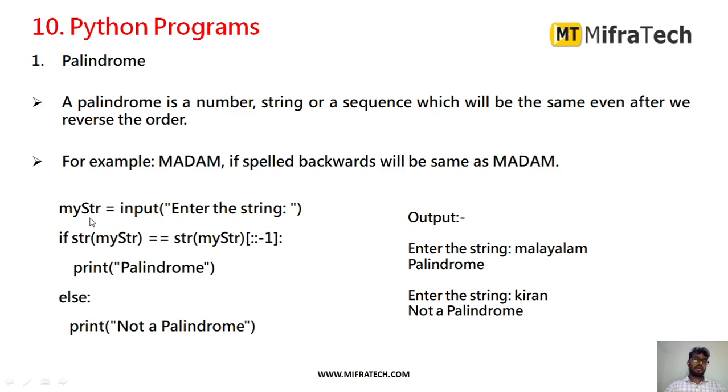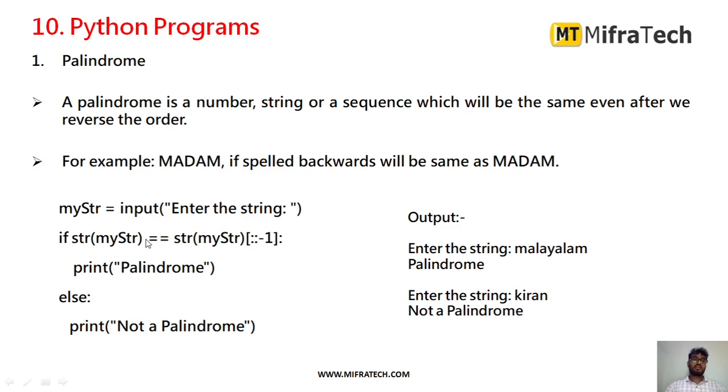First I am taking input from the user. So my_str is equal to input of "enter the string". I am asking the user to enter the string. After the user has entered the string, I am collecting it using the variable my_str. After that I am checking if my_str is equal to the reverse string.